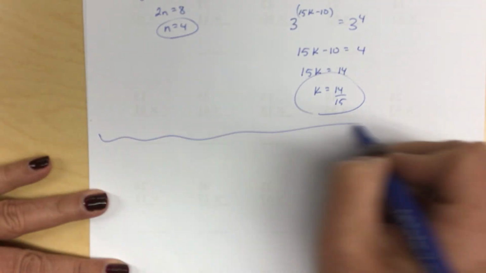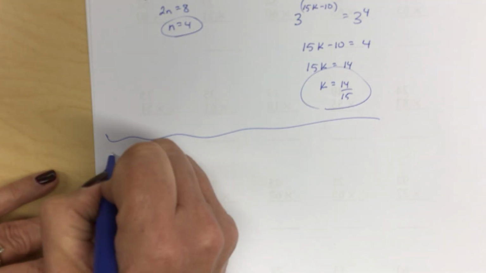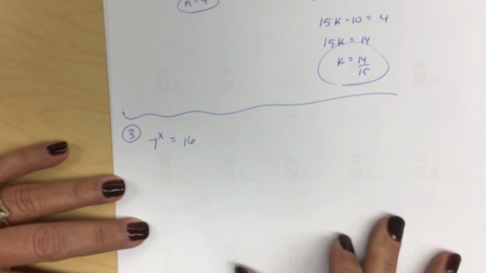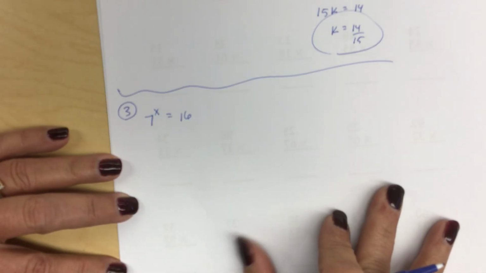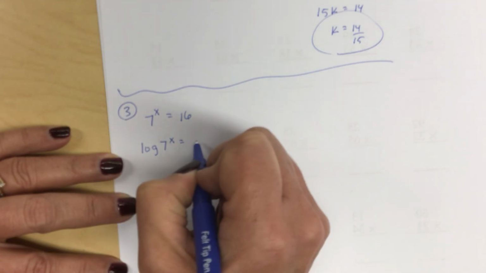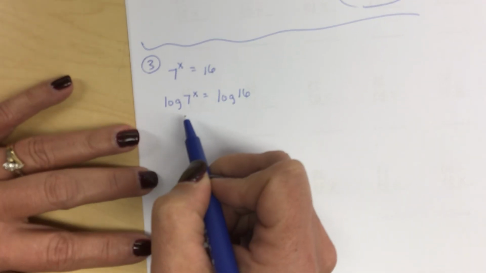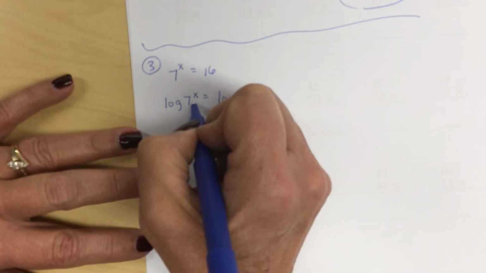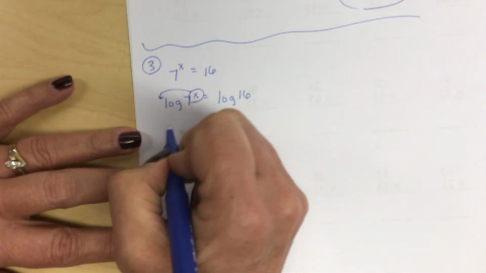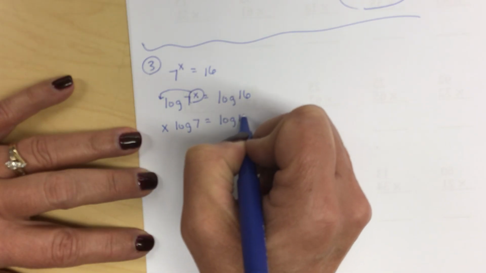Okay, the next type is when you have to take the ln of both sides. So let's say you have 7 to the power of x is equal to 16. We're going to take the log of both sides, or the ln of both sides. It doesn't matter. If I take the log, that becomes log of 7 to the x power, and that equals the log of 16. Because this is a logarithm, I can take this exponent and move it out front. Last year, I think Mrs. Stratton referred to that as taking off the hat. So I have x times the log of 7 is equal to the log of 16.